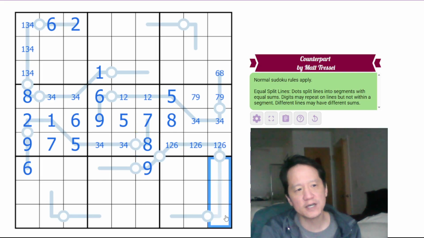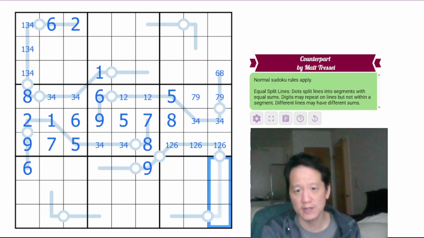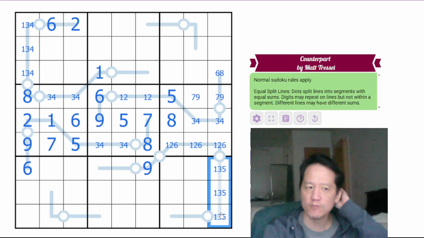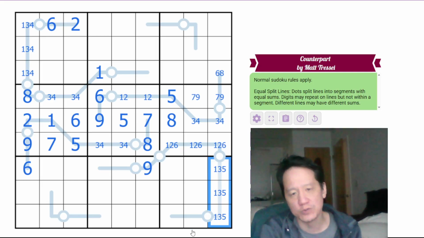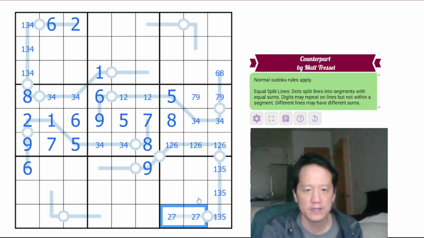These three digits cannot be 1, 2, and 6. It has to be either 1, 3, 5 or 2, 3, 4. Because if it's 1, 2, 6, it eliminates all possibilities here. If it's 2, 3, 4, it eliminates all possibilities here also. So this must be specifically 1, 3, and 5. These two digits add up to 9 without 1, 3, or 5. Well, that eliminates 1, 8, 3, 6, and 4, 5, which leaves only 2 and 7. So these are both 2 and 7 here to add up to 9.